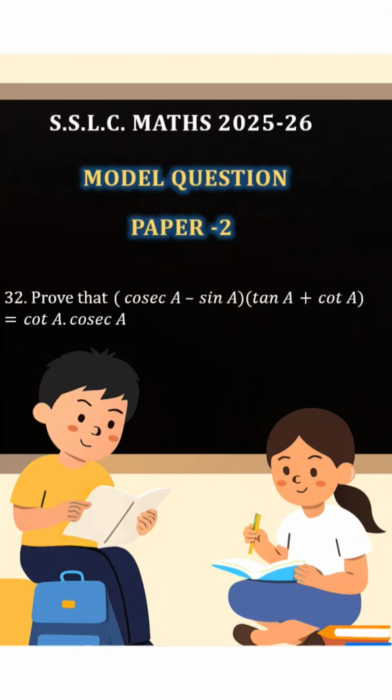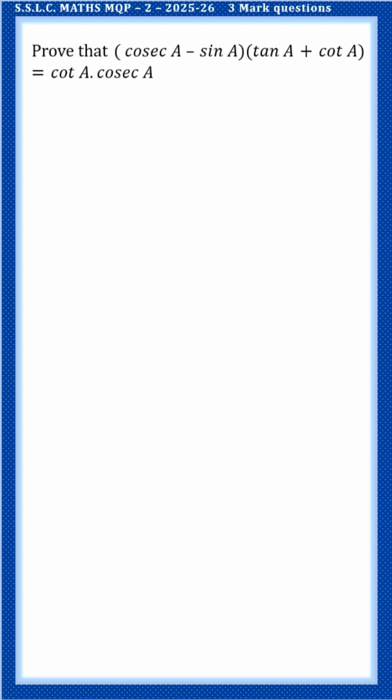In this video, let us solve question number 32 of SSLC Maths 2025-26 model question paper number 2. The question is: prove that (cosec A minus sin A) into (tan A plus cot A) is equal to cot A into cosec A. The question has been taken from the chapter trigonometry and carries 3 marks. Now let us solve it.